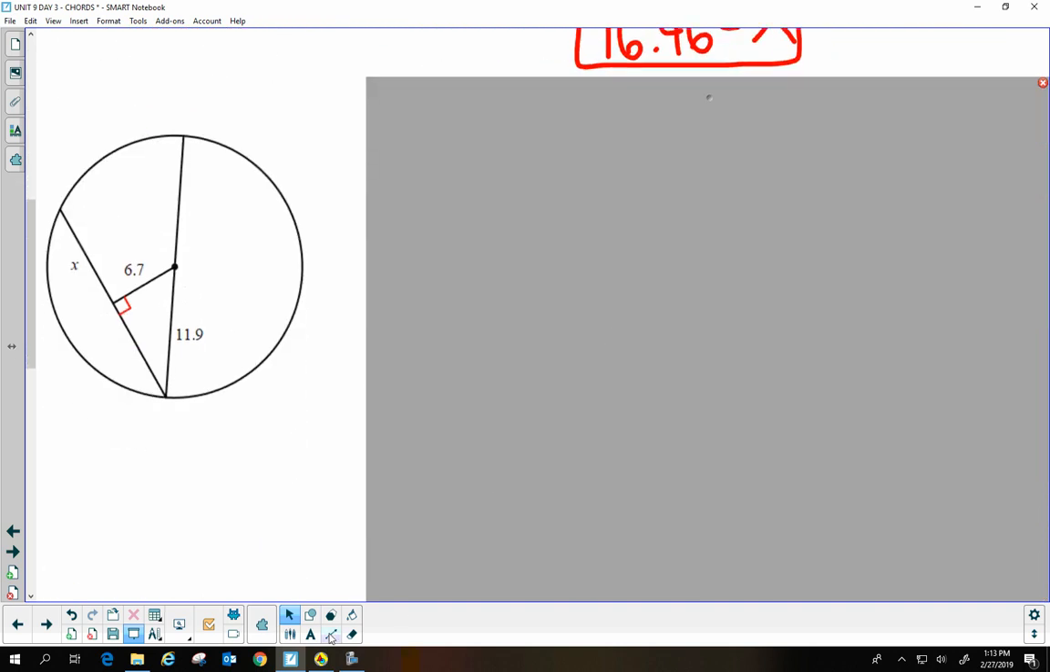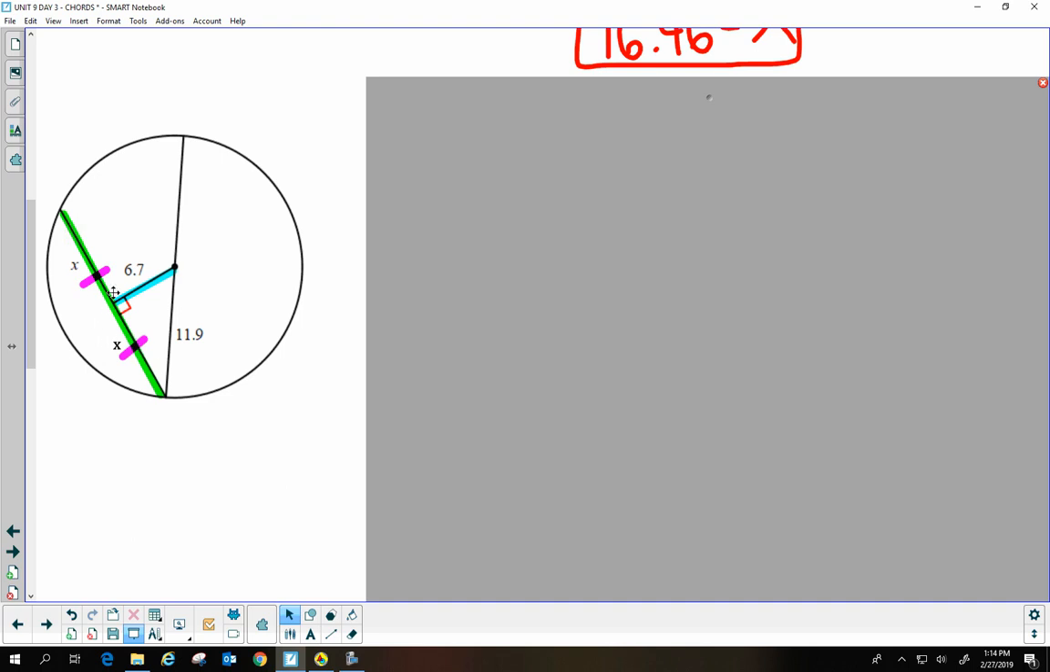So let's do another one. I have this piece of a radius. It's part of a radius because it starts at the center. And I have that chord intersecting to make a right angle, so I know that that part and that part of the chord are congruent. And so therefore, I can put an X on this chord.